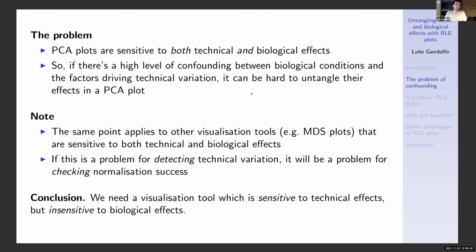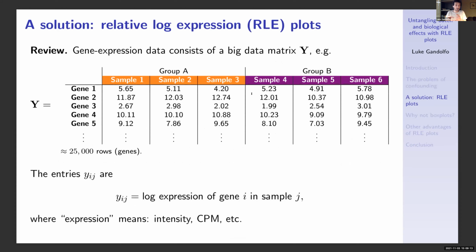And if this is going to be a problem for merely detecting whether there's technical variation in our data, it's then going to be a problem for checking whether we've successfully normalized the data and dealt with the technical variation we've seen. So the conclusion here is that if we want to get to the bottom of this problem of confounding, we need a visualization tool which is sensitive to technical effects, but insensitive to biological effects. So a possible solution here is to use relative log expression, or RLE plots.